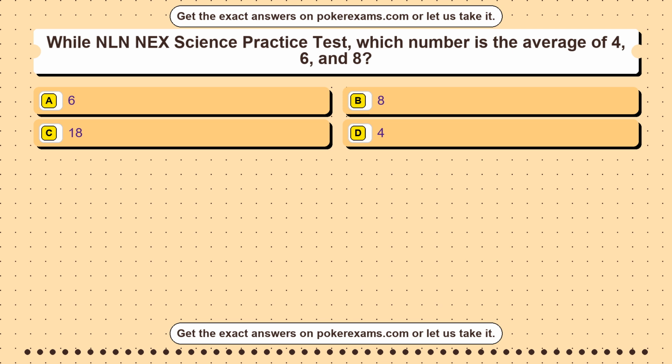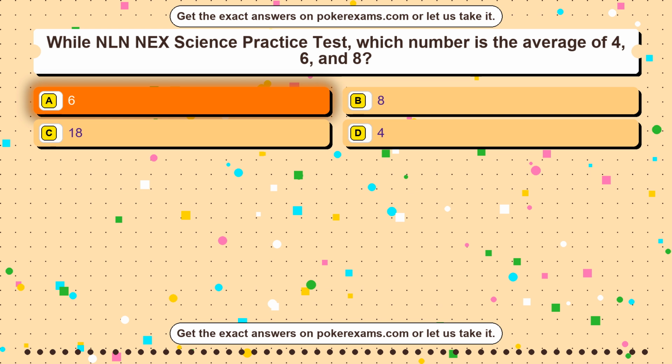Question 37. While GET RLA practice test, which word best replaces very big? Option A enormous. Option B tiny. Option C weak. Option D brief. The correct answer is option A.